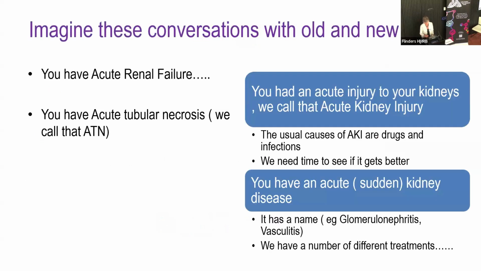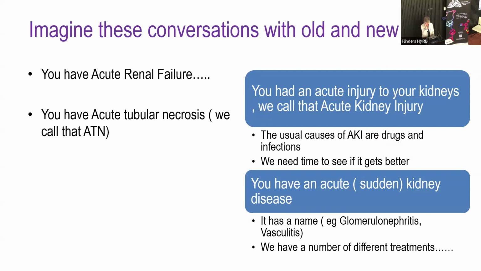And so I just reflected on imagining some conversations that you have if you use the old words and the new words. So you have acute renal failure or ATN. Like, we used to say that to people, right? But if you actually say you have acute injury to your kidneys, and we call that acute kidney injury, and the usual causes are drugs and infections, and we need some time to see if it gets better. That's way different than, oh, you have ATN. It also is way better to teach students and teach patients.